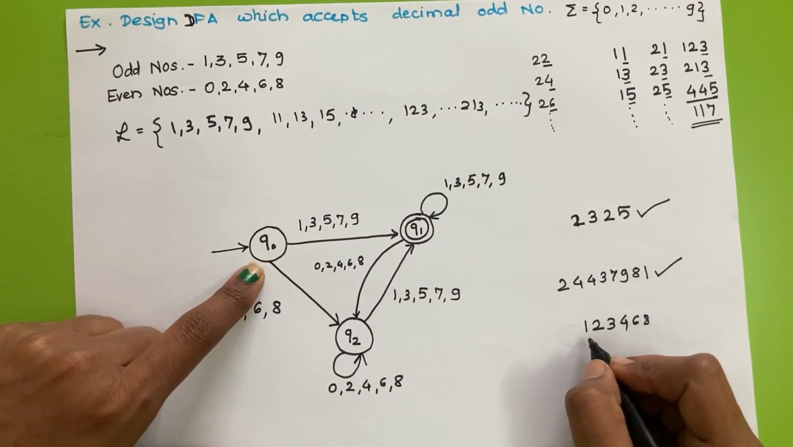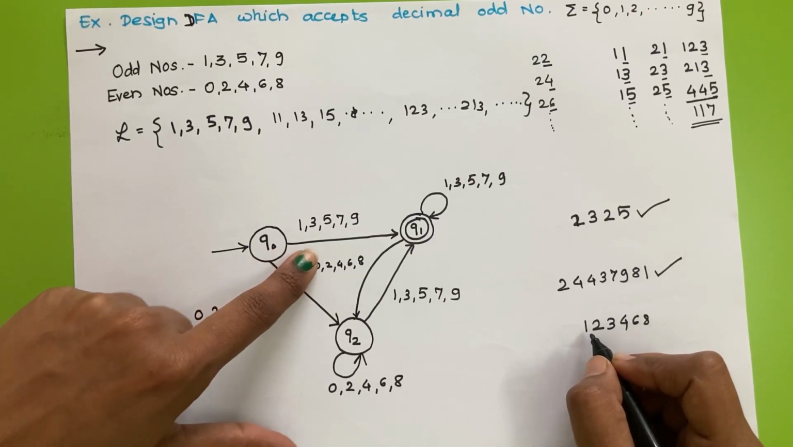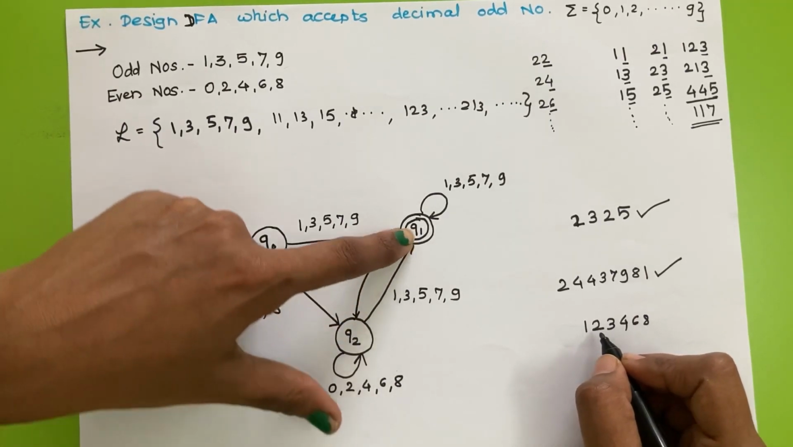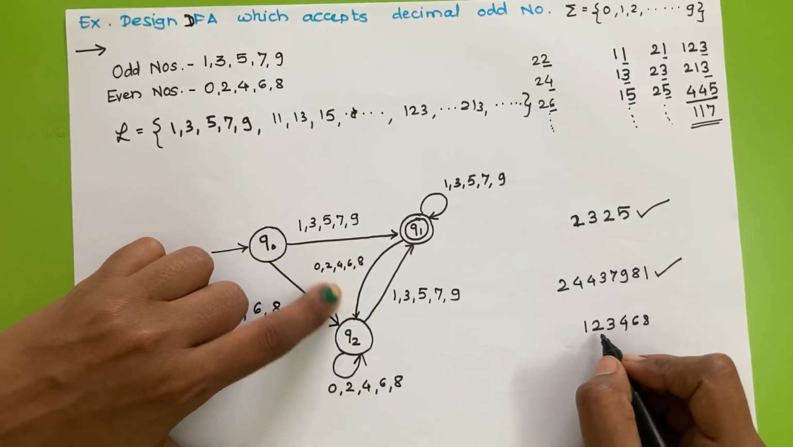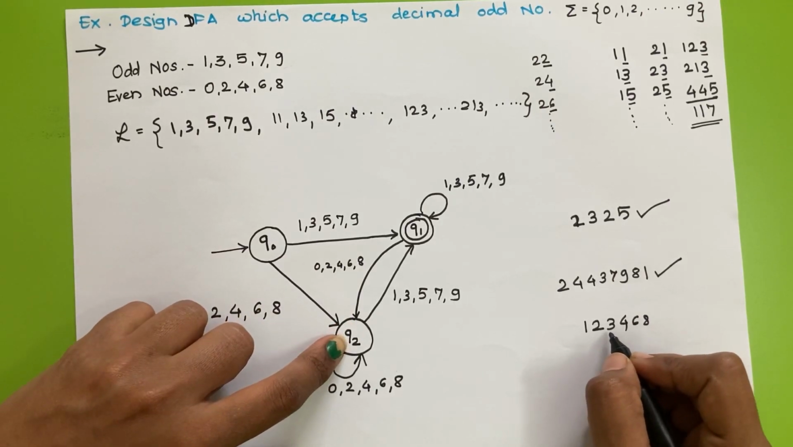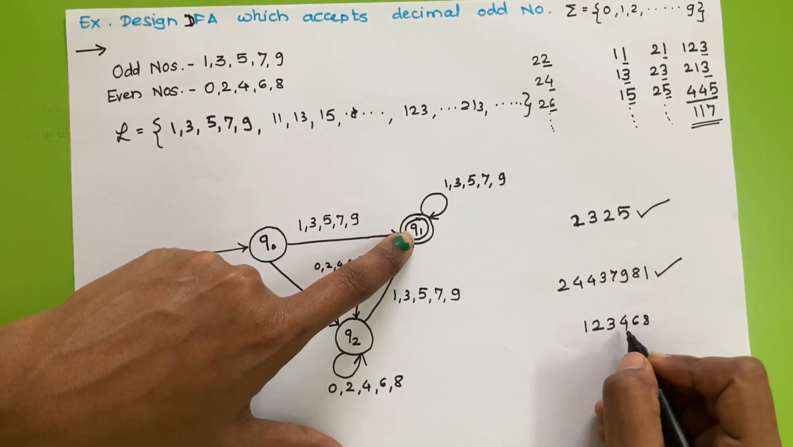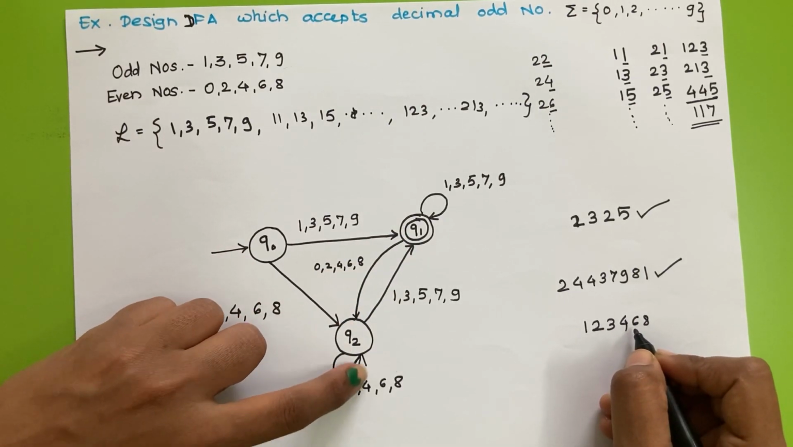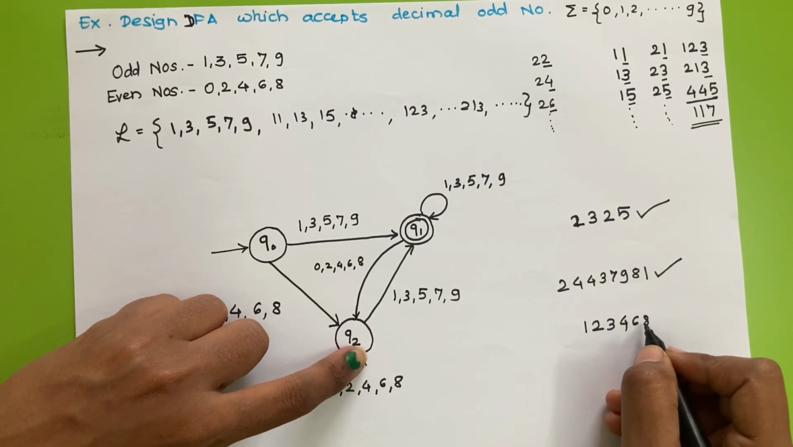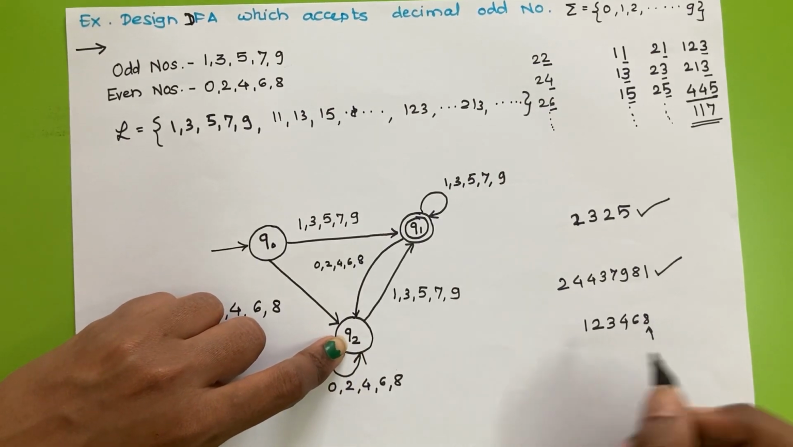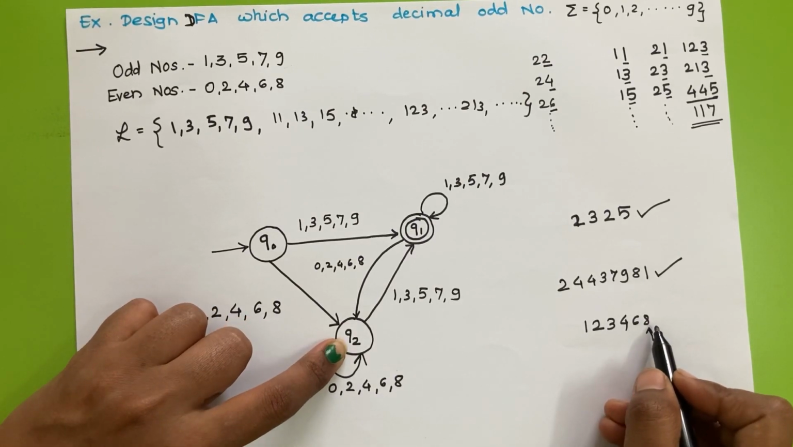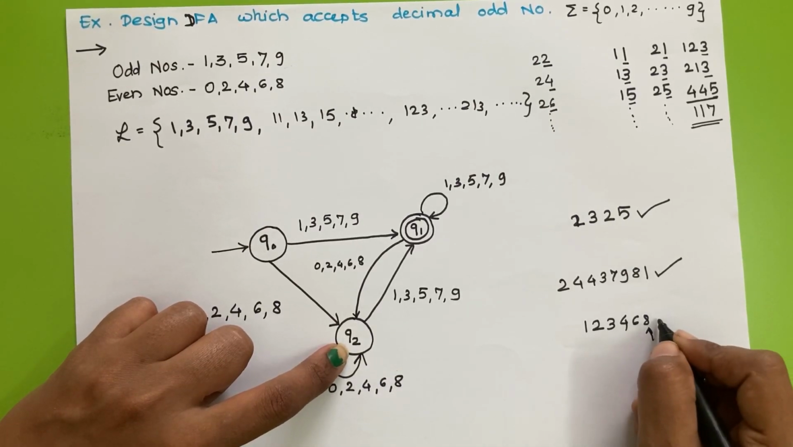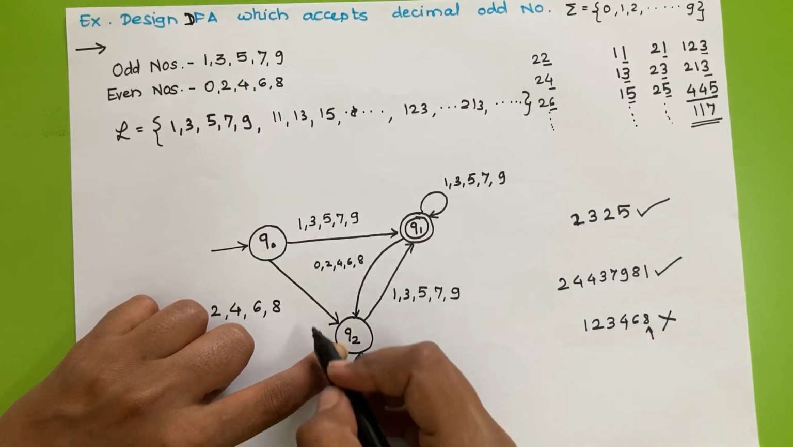Let's see what will happen here. For 1, from q0 we'll move to state q1, then for 2 we have a transition here. Now at state q2, for 3 we'll move back to state q1, for 4 we'll again move to state q2, for 6 there is a transition, for 8 there is a transition. Now we are in state q2 and I have finished my input string, and q2 is not my final state, that's why this string will not be accepted by this finite automata.